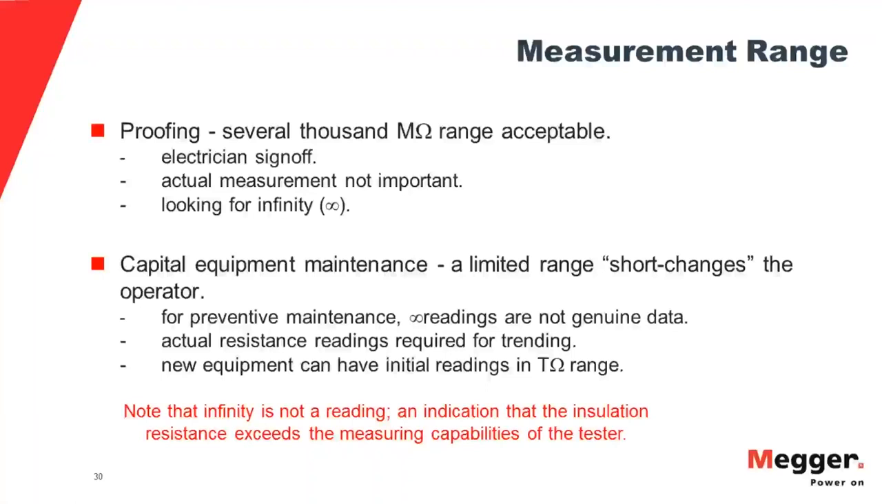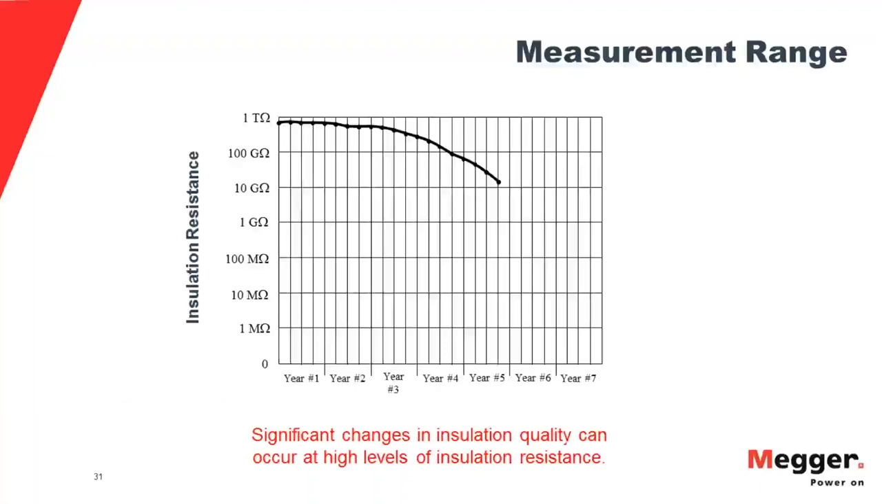But on the other hand, if you're doing long-term electrical maintenance, then you want to have higher numbers to work with. An infinity reading does not really tell you anything other than that you're over the scale of the tester. The thing you're testing is good, but you don't know how good. So if you're doing that type of testing, long-term maintenance for instance, then a high-range tester is good to have, and we'll take some further look at that.